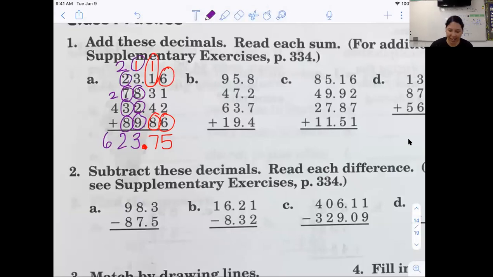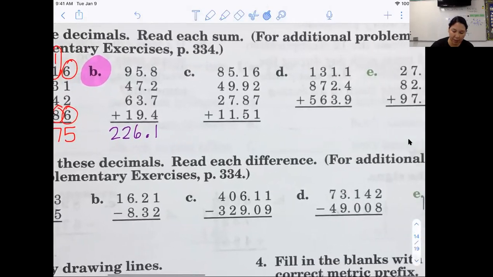Okay, I want you guys to try adding B by yourself right now. So go ahead and add B up on your own and see what you get. Pause the video. Look for ways to make 10s. Okay, did you guys do it? Who got this? 226.1. If you didn't get this, go slow back. See where you made your mistake. All right? Okay, let's do C together.